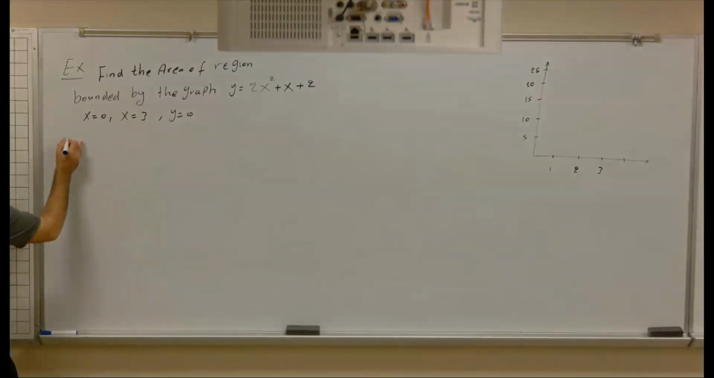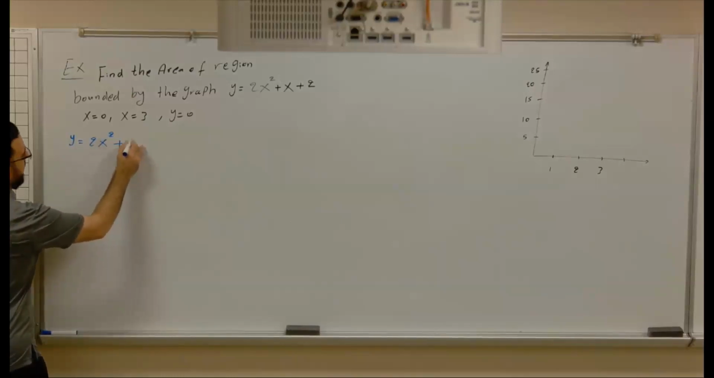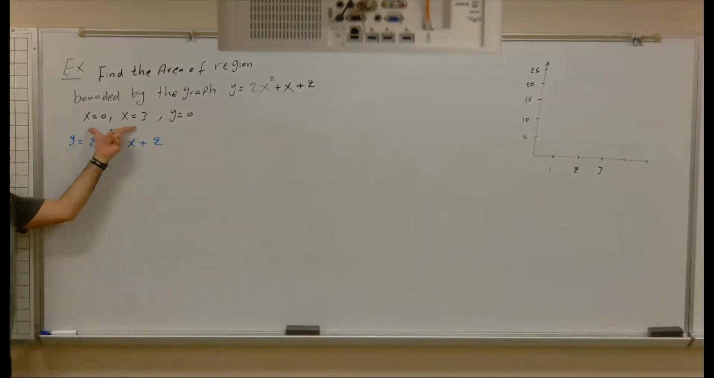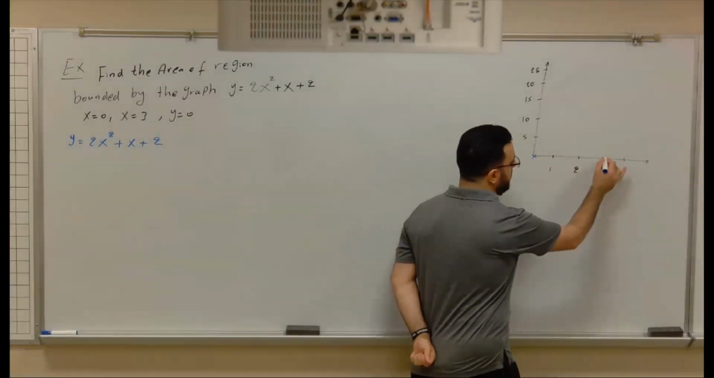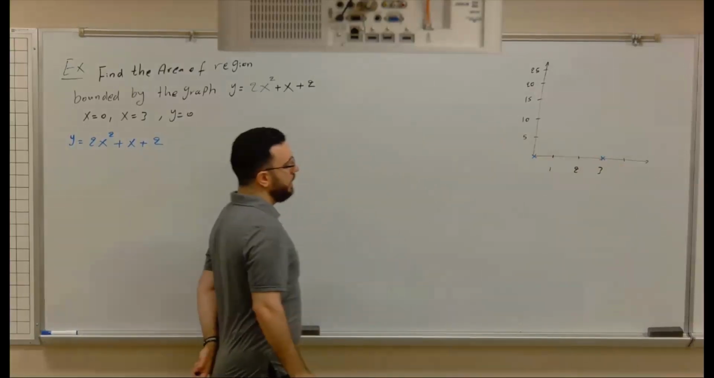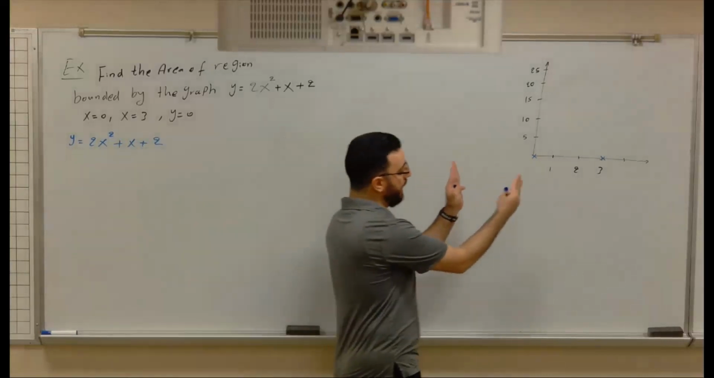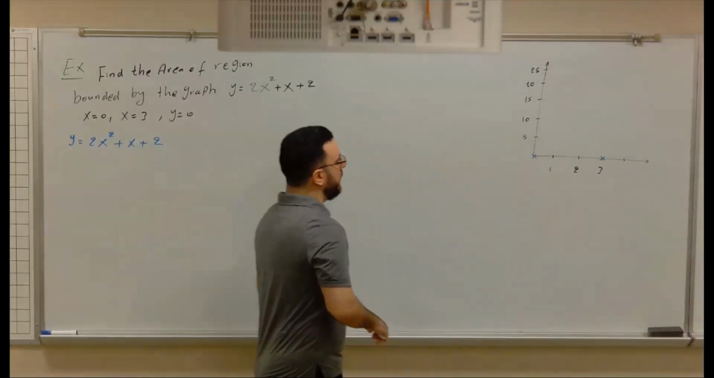So to graph the curve, which is y equals 2x squared plus x plus 2, what I'm going to do, let's check my x's. You see x equals 0, that means this point and this point. The area with the x coordinate, I need to find between x equals 0 and x equals 3. Let's check the next part.